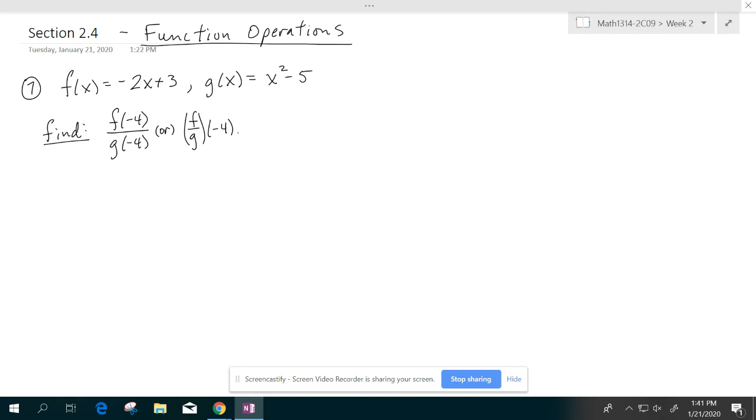Plug in the negative 4 for f and plug in the negative 4 for g. Okay, so that's what we're going to do, but what is the implied operation? Division. Yes, the implied operation is division. Yeah, okay, so that's the operation is division. What we're going to do, though, is we're going to do what you said. We're going to plug negative 4 into f everywhere there's an x. And then we're going to plug negative 4 into g everywhere there's an x. And f goes on top.